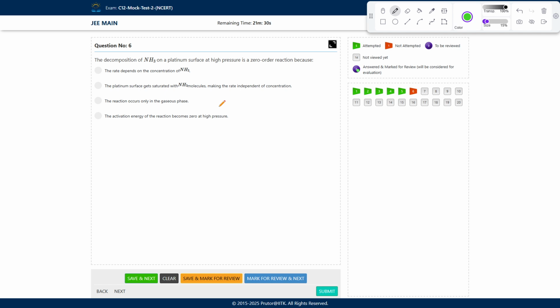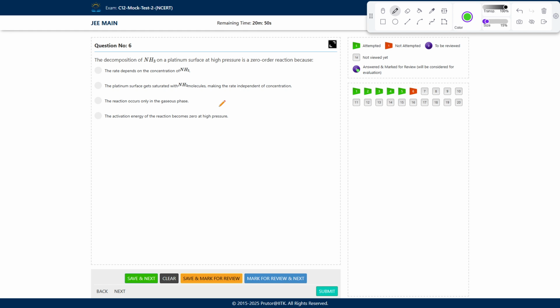The surface of the catalyst gets saturated. That means whatever number of active sites are available on the surface of the catalyst are going to be fully filled with the ammonia molecules. That means the platinum surface will get saturated. That's what the word saturated means here. And if you increase the concentration of the reactant, that is ammonia molecules, nothing will change the rate of the reaction because the active sites are already occupied. The catalyst has already become saturated.